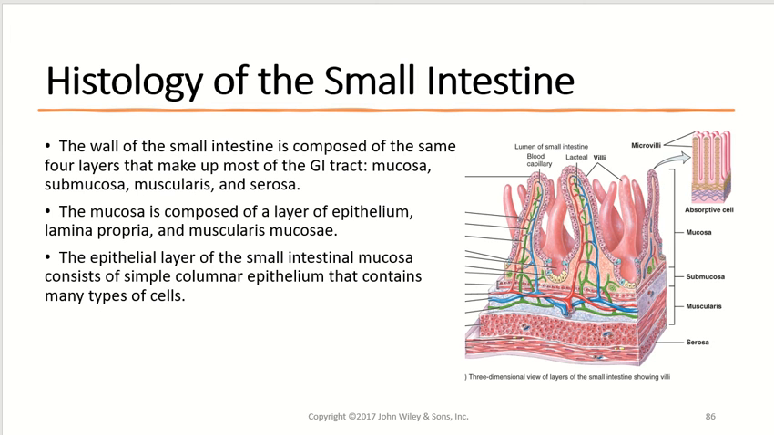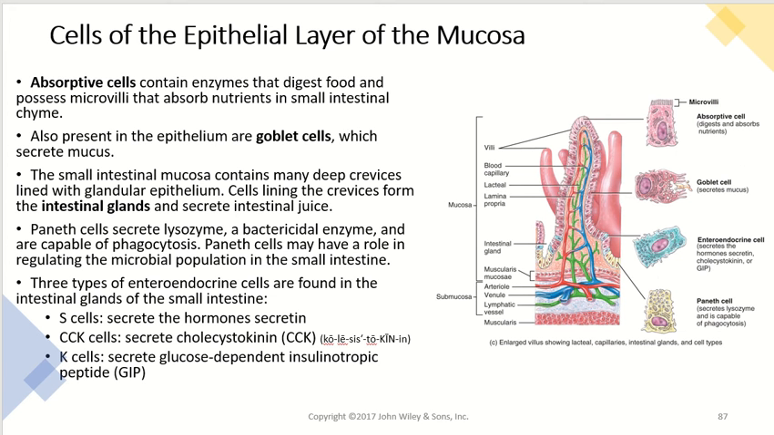The mucosa is going to be composed of layers of epithelium, as well as a lamina propria and the muscularis mucosae. And the epithelial layer of the small intestinal mucosa is going to consist of simple columnar epithelium that are going to contain many different types of cells. So here we look at the various types of cells that are going to make up our epithelial layer of the mucosa. First, we have our absorptive cells.